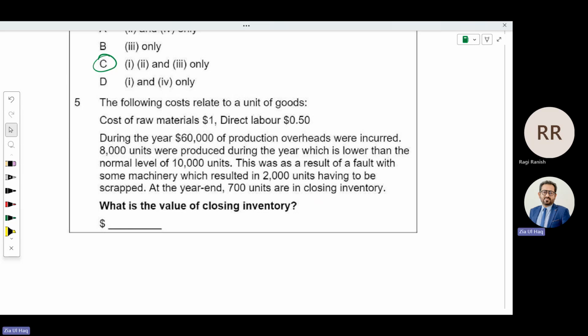I assume you people have studied management accounting as well. Financial accounting as well. This is relating to management accounting. Closing inventory figure.